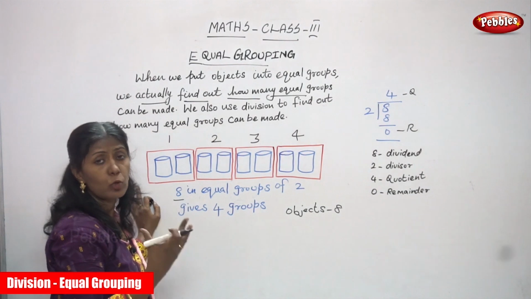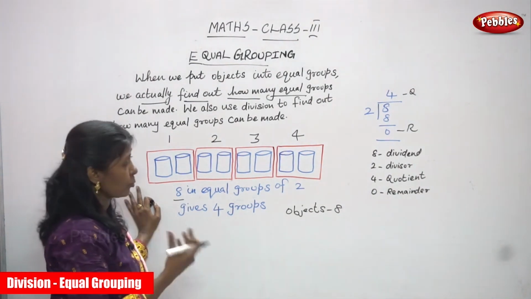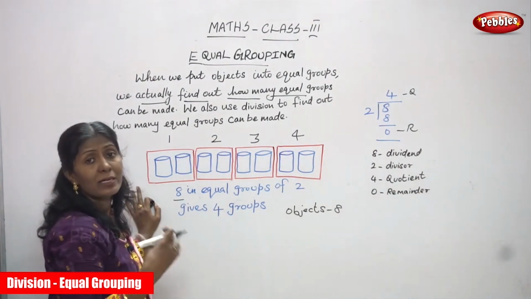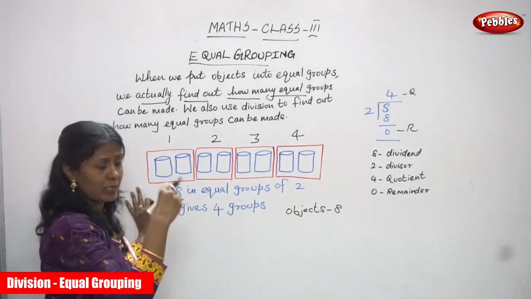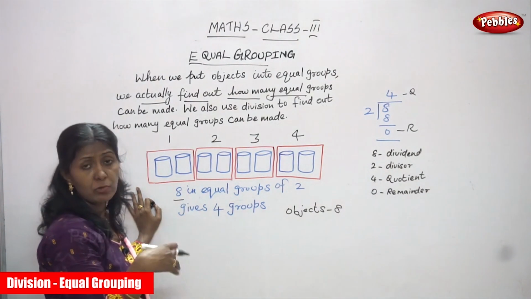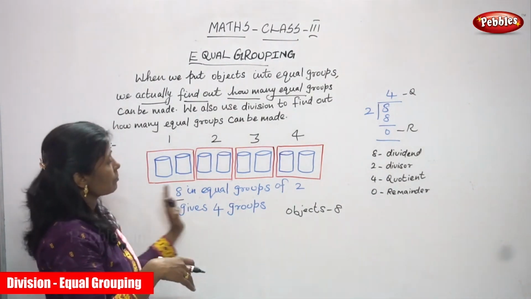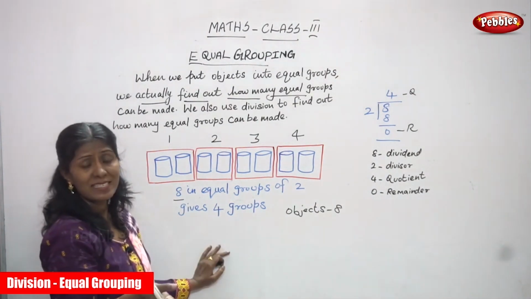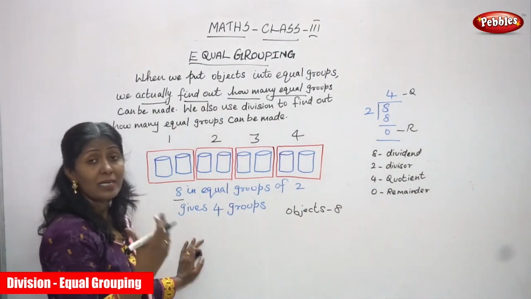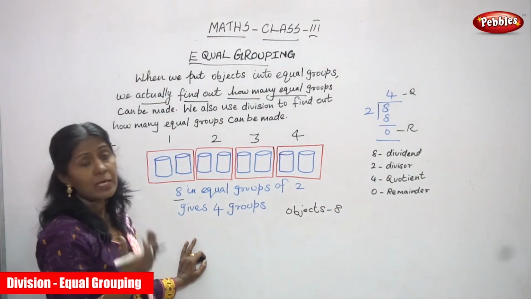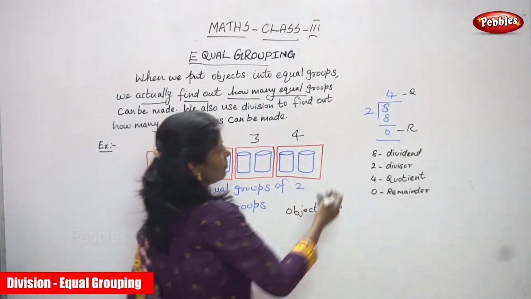Total objects are 8. After that, what have I divided into? Equal groups. In each group I arranged two cylinders. So the total number of cylinders is 8, and in each group I arranged two cylinders. So totally how many groups can you find? Equal groups is 4. That is what I've divided.